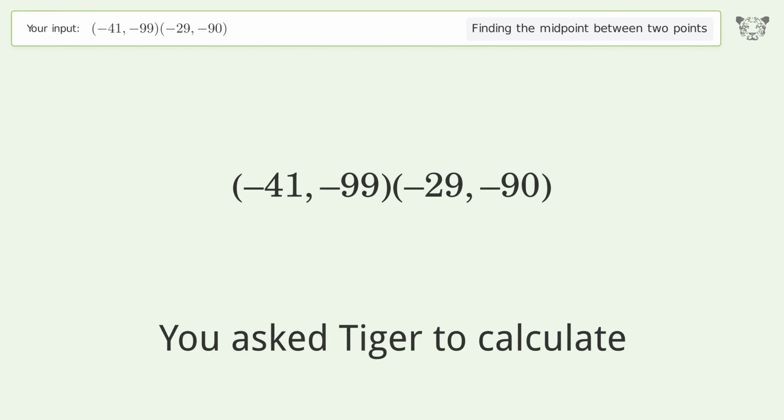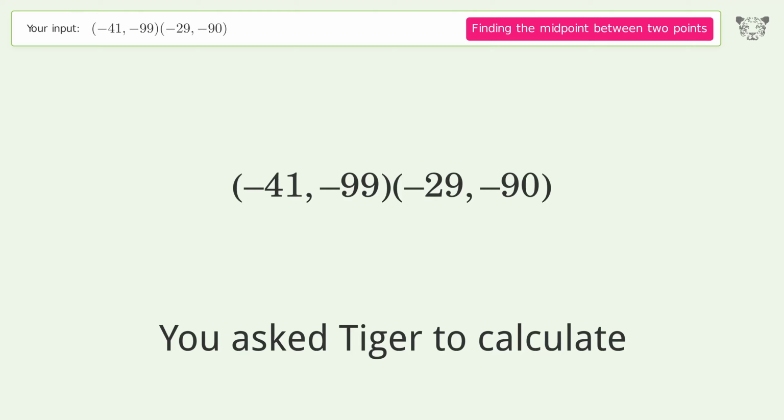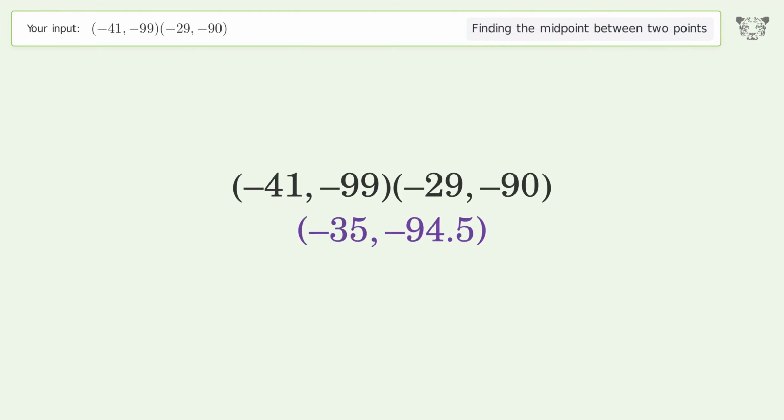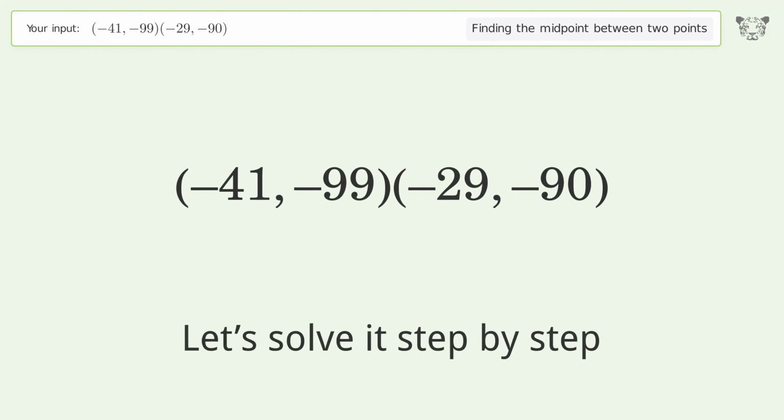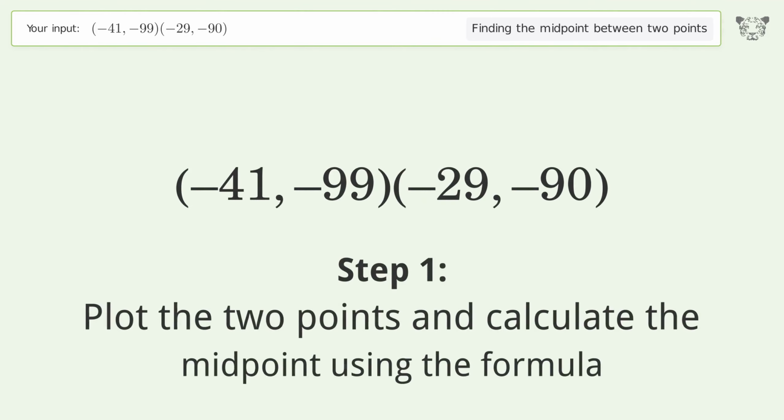You ask Tiger to calculate. This deals with finding the midpoint between 2 points. The midpoint between the 2 points is -35, -94.5. Let's solve it step by step. Plot the 2 points and calculate the midpoint using the formula.